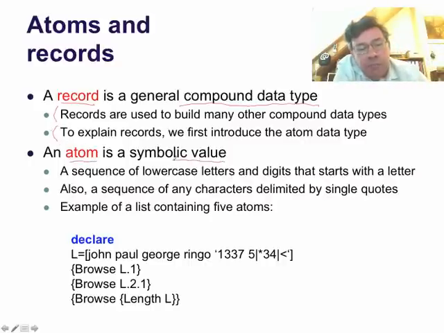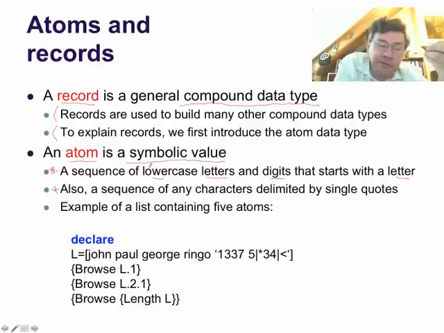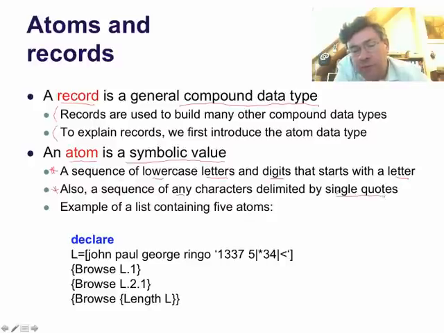An atom is a symbolic value or constant. Basically, it's a sequence of lowercase letters and digits, and in Oz it has to start with a letter, so that there's no ambiguity. Notice that it's lowercase because uppercase is used for identifiers. If you want to use other characters such as uppercase or punctuation marks, then you have to delimit the atom by single quotes.